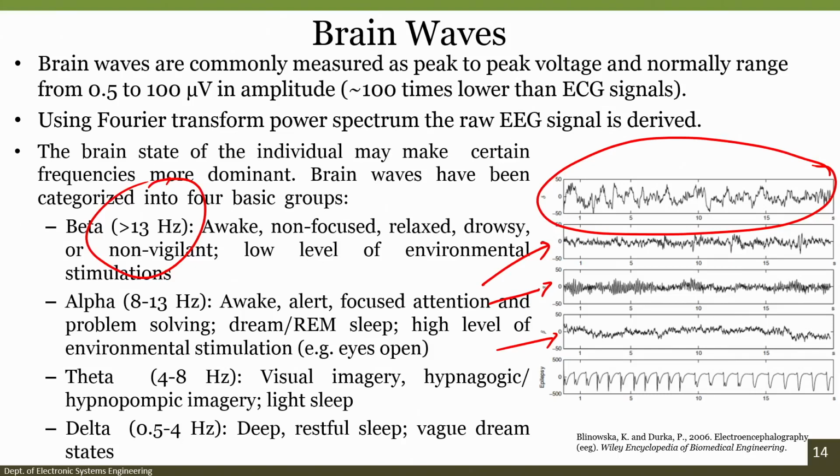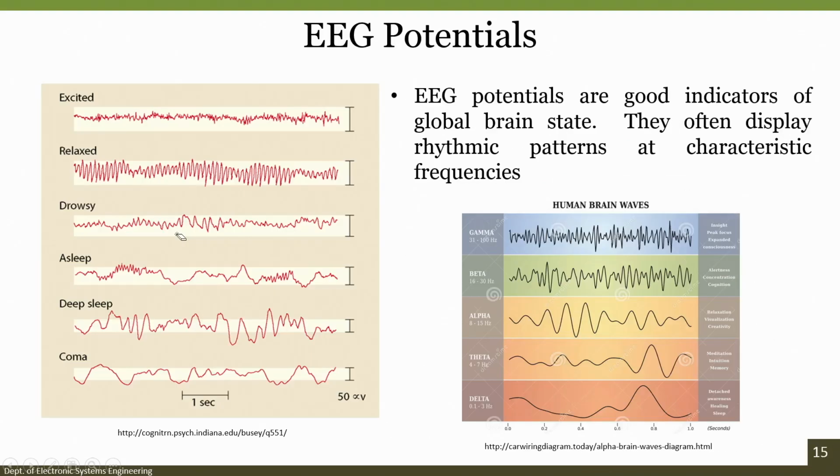So, brain waves are divided into 4 groups: delta, theta, alpha, beta. Delta, deep restful sleep; theta, visual imagery; alpha, awake, focused, alert; beta, non-focused, relaxed, drowsy. And this is the EEG signal when the person is suffering from epilepsy. So these are the brain waves that we can divide into groups.